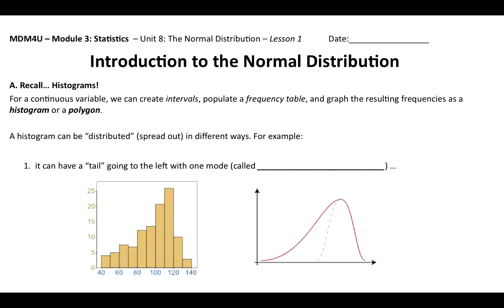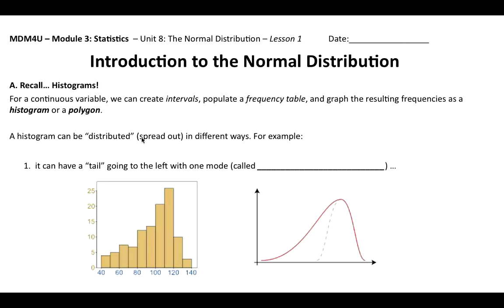All right, so today we're going to introduce you to the normal distribution, but I'd like you to think back and recall histograms, if you would. Remember that it's a continuous variable that we use to generate histograms, and we could set up intervals and then populate a frequency table and then graph all the resulting frequencies as a histogram or a polygon. And we want to look at some of the different ways that histograms can be distributed or spread out.